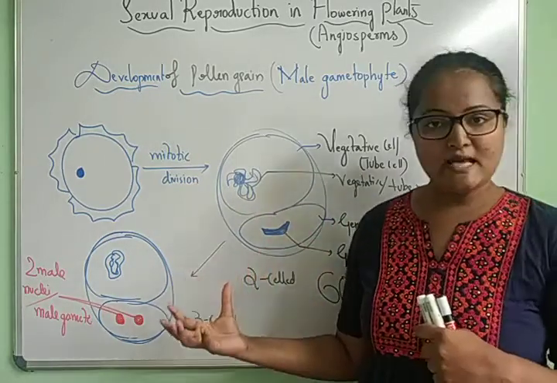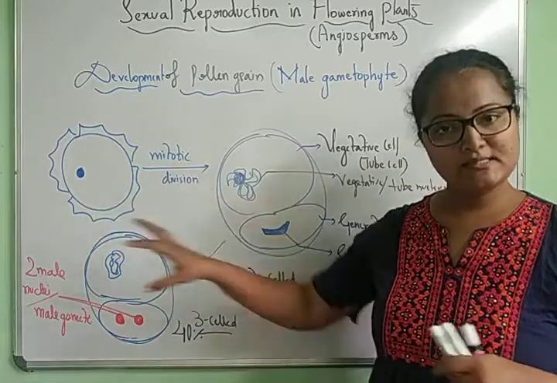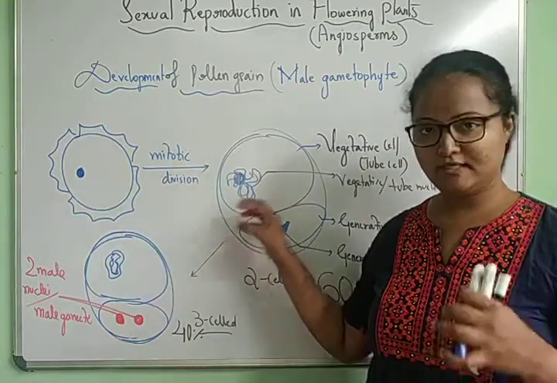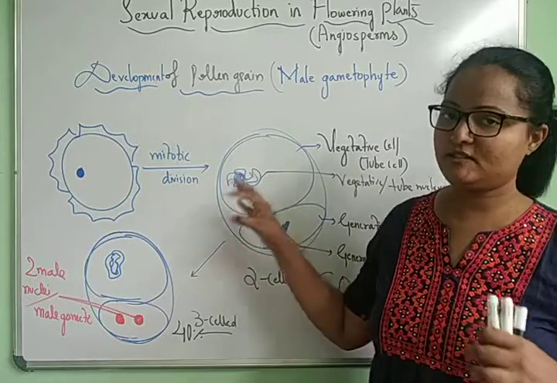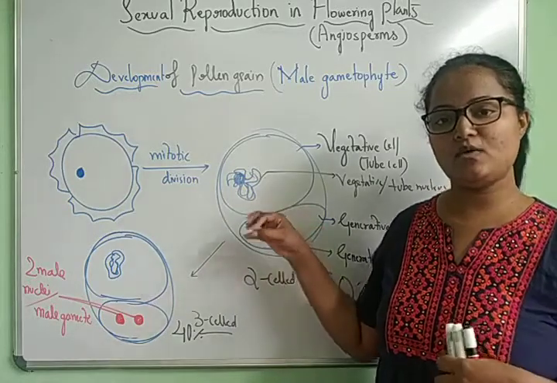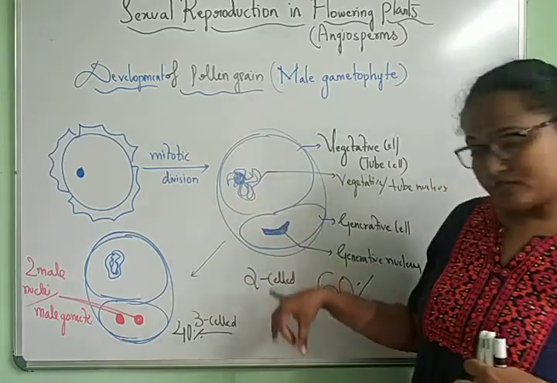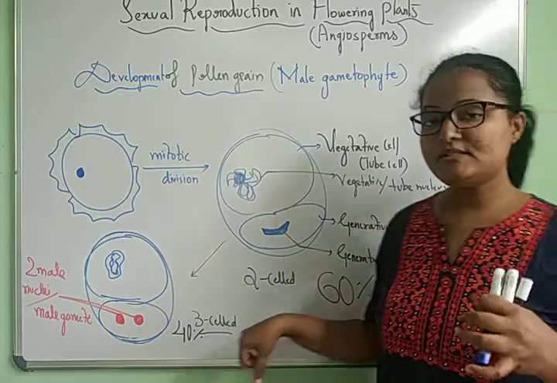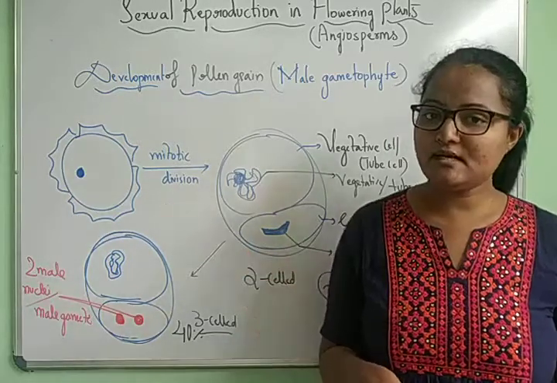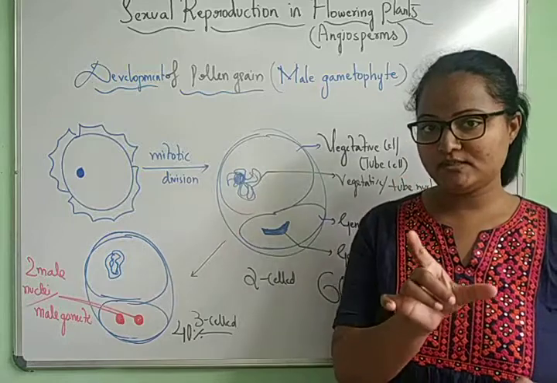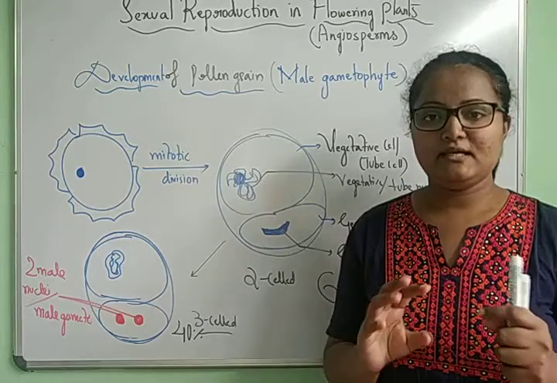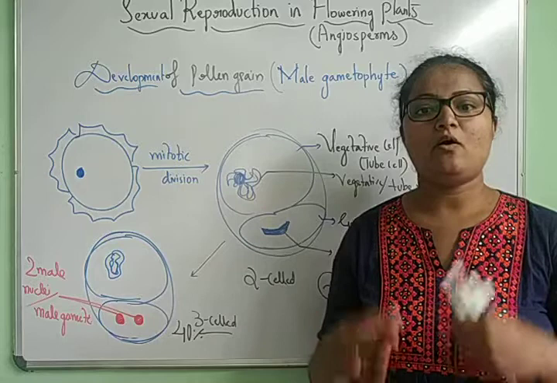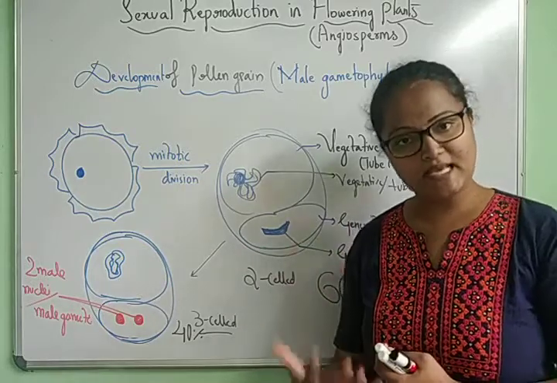Here, what happens? A single-celled pollen grain undergoes mitotic division. It divides into two cells: a bigger vegetative cell and a smaller generative cell. That is the two-celled stage. Later, what happens? That two-celled stage converts into the three-celled stage. How? The generative cell divides into two male nuclei, also called male gametes.